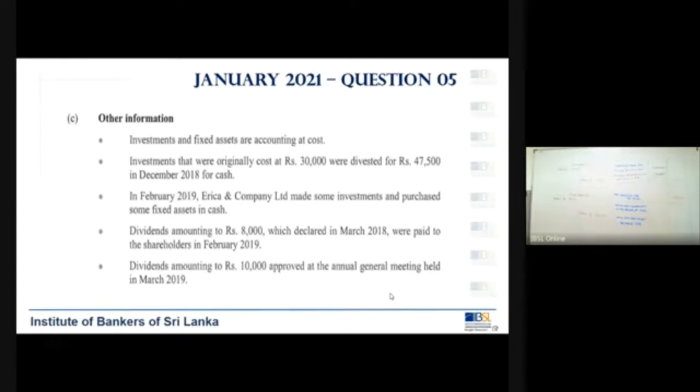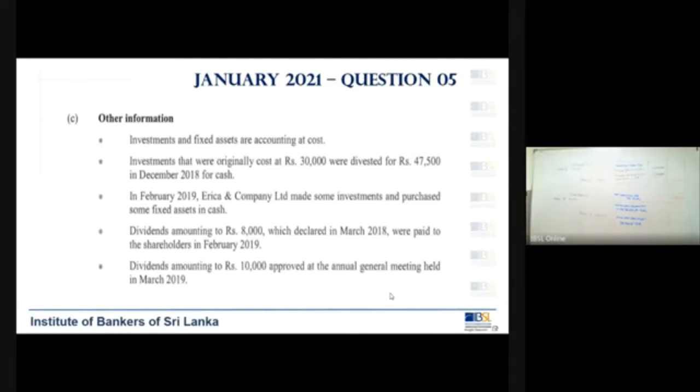So they have said investments and fixed assets are accounted at cost. Right? Which means there is no depreciation in fixed assets, and there is no impairment or anything in the investments. That is what they say.